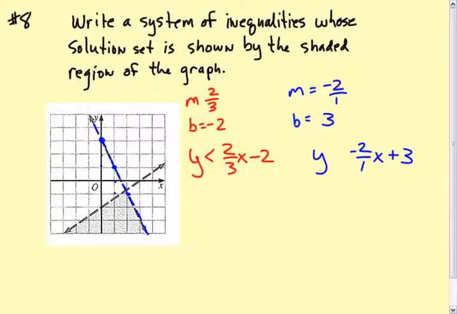Now, let's see. If this shading continued under that line, it would be this way. So do you see it shades on the smaller part of the y as opposed to the bigger part of the y? So that means that the blue side is also y is less than negative 2 over 1x plus 3. Okay, all right, I think you guys are ready.